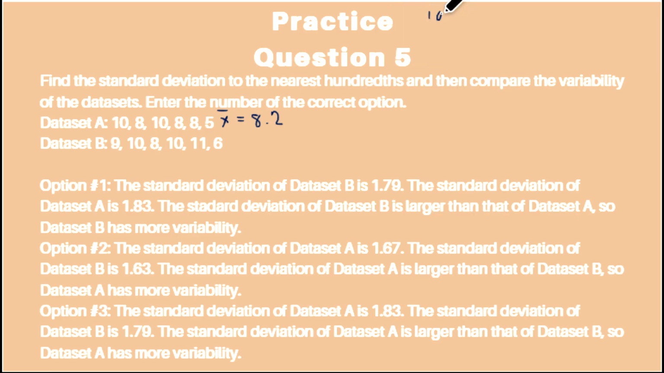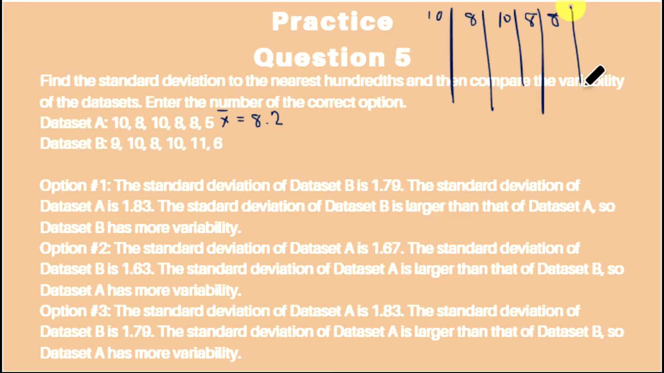So let's go 10, 8, 10, 8, 8, 5, and we need to find the difference between these numbers and the mean. 10 minus 8.2. Oh my gosh, you're going to make my life hard. 0.8 would take it up to 9, so 1.8.